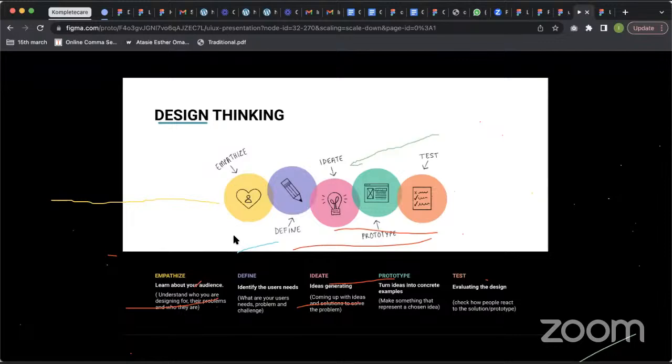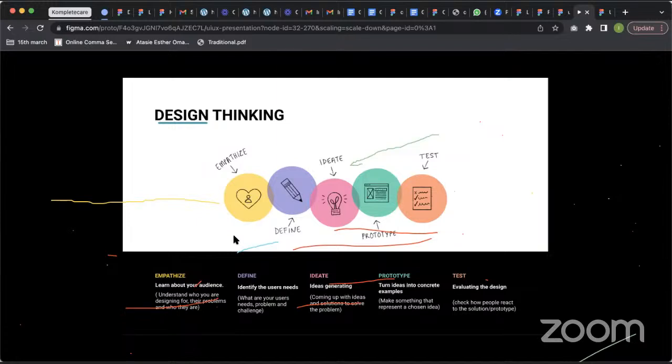The second one is define the user's need. So when you've identified what their problem is, then you write it down. Okay, this person's problem is this, that. So just like the example we had, maybe I'm going to give another example.